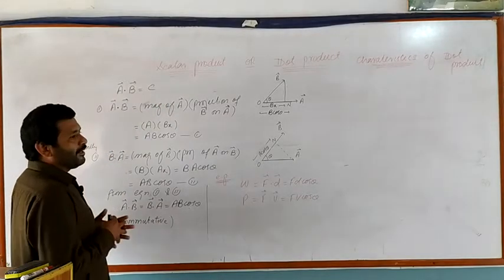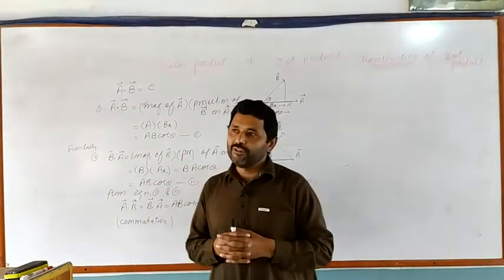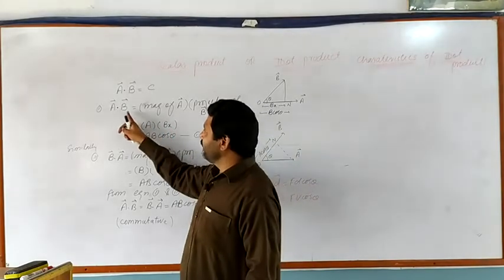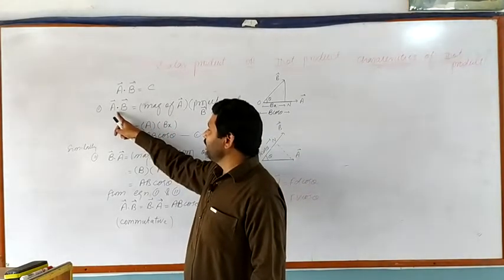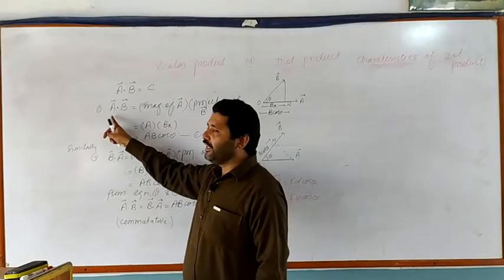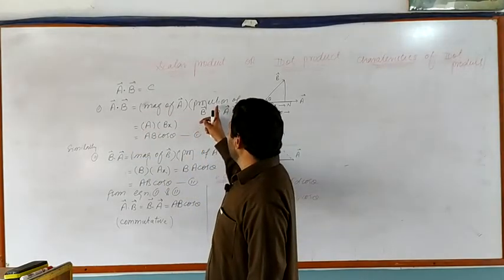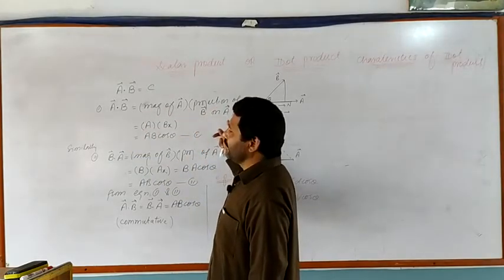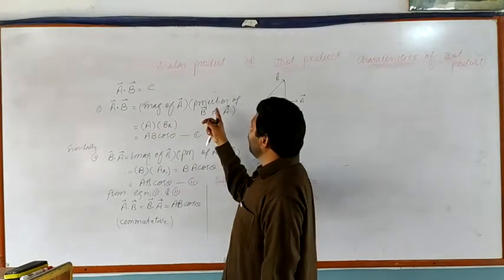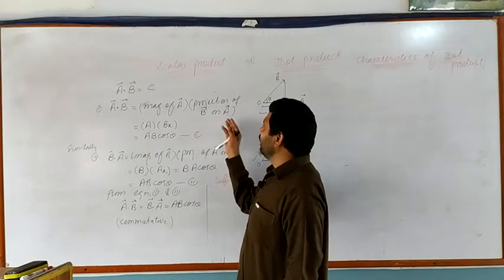When two vectors are multiplied by this technique, meaning by dot product technique, then their resultant will be found by this technique. Suppose vector A and vector B are multiplied by dot product technique, then the resultant will be found as the magnitude of the first vector, here A is the first vector, and the projection of the second vector on the first vector. Vector B is the second vector, so we will find the projection of vector B on vector A.